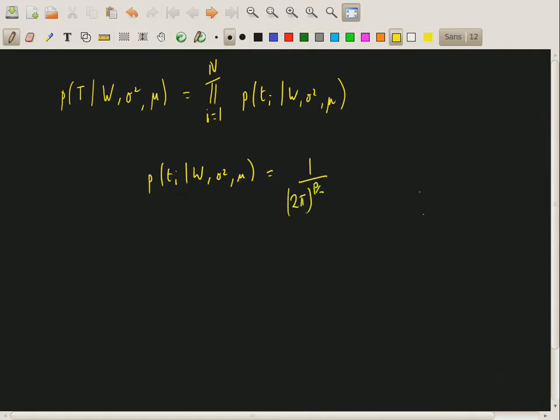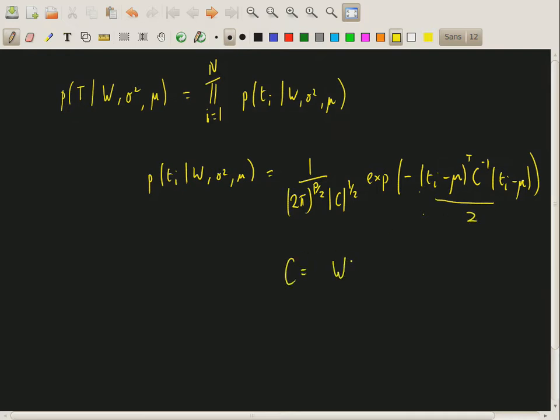So p over 2, where p is the dimensionality of the vector t_i, which is the ith data point. Determinant of C to the half, and then just a Gaussian form, where C has this form. This is the bit that we worked out using the matrix inversion lemma and manipulation of the quadratic form.